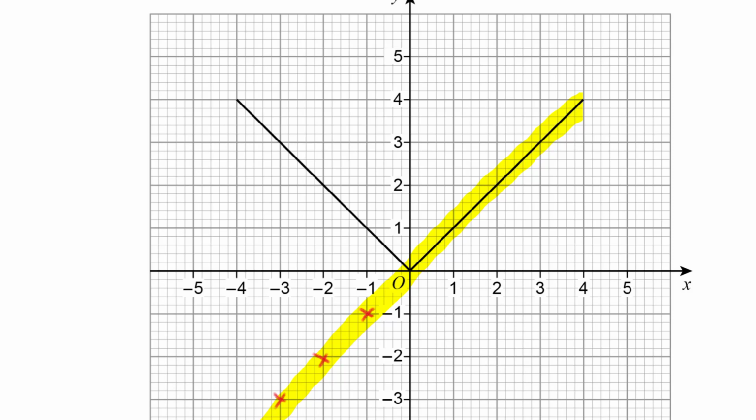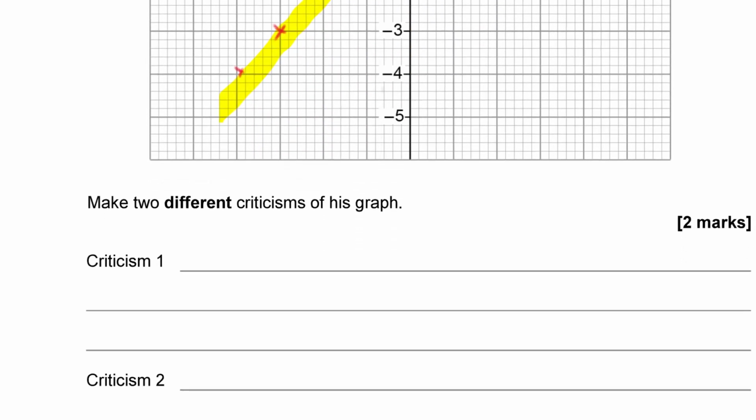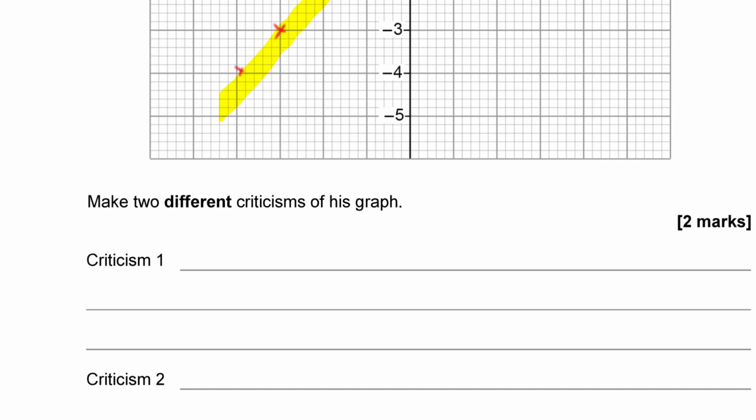He's got the y values wrong for the negative range. So my first criticism is Lee has incorrectly plotted the points for negative values of x.